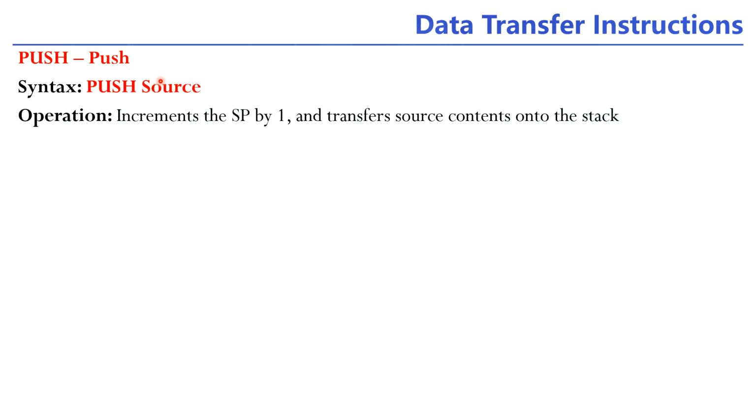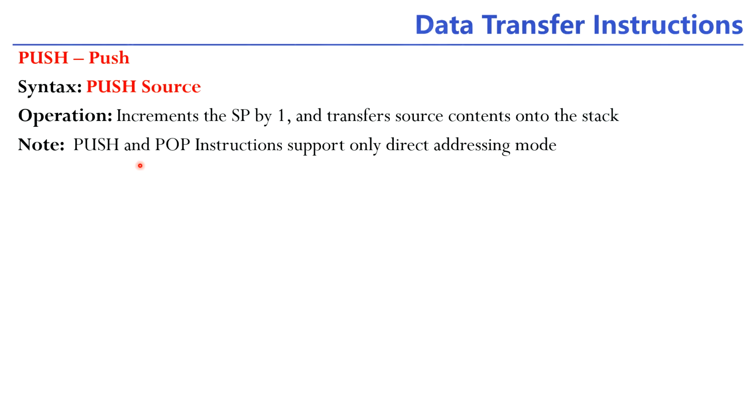Okay, now we come to the push instruction, right? You see here, for the push instruction, that is PUSH source. This one is available with some source value, some location. You see here, increment the stack pointer by 1. In this case, we push the data onto the stack, in the RAM, and increment the register. The stack pointer is shifted to the upper side by using the increment by 1. Transfer source content onto the stack, right?